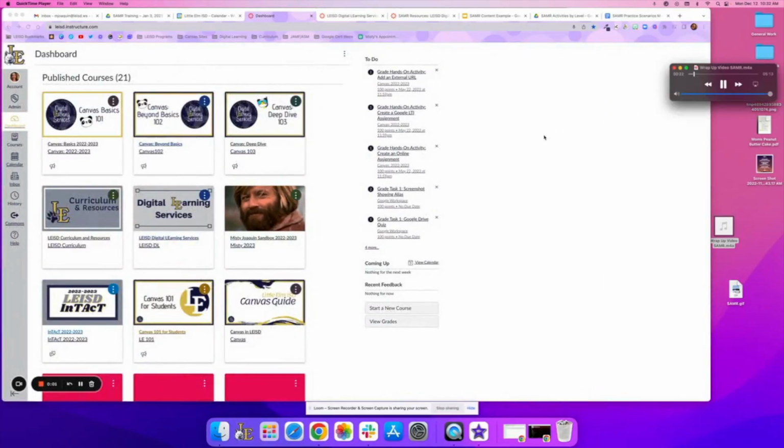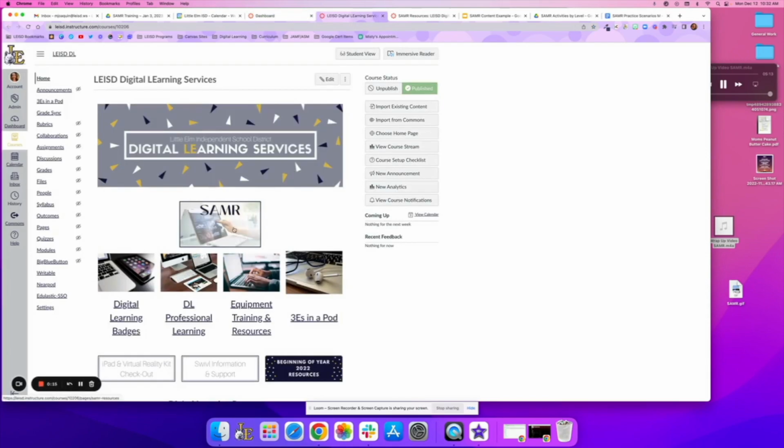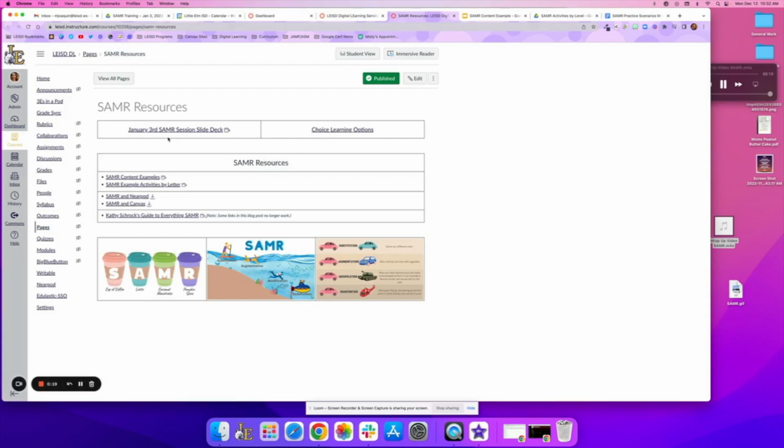Today you were presented with a lot of information about the SAMR model. We want to make sure you know how to access the materials we covered and a few additional resources you might find helpful. In our Digital Learning Canvas course, under the SAMR page, in addition to today's presentation and the choice activities, you will also see a SAMR resources table. Included are links to content-specific examples of SAMR at each level.